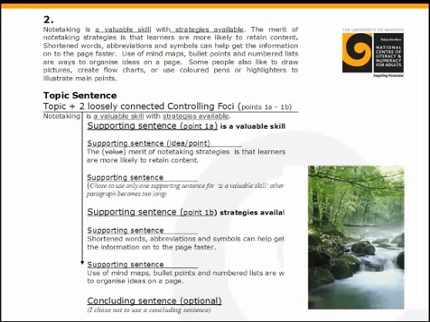Shortened words, abbreviations and symbols can help get the information onto the page faster. That's one strategy that we're talking about, and another strategy that is available, mind maps, bullet points and numbered lists are ways to organize ideas on a page. In this case I've chosen not to use a concluding sentence. If I did use one, I could either restate that topic sentence, or I could summarize maybe the whole of that paragraph, but in fact it's not always necessary to put a concluding sentence there.